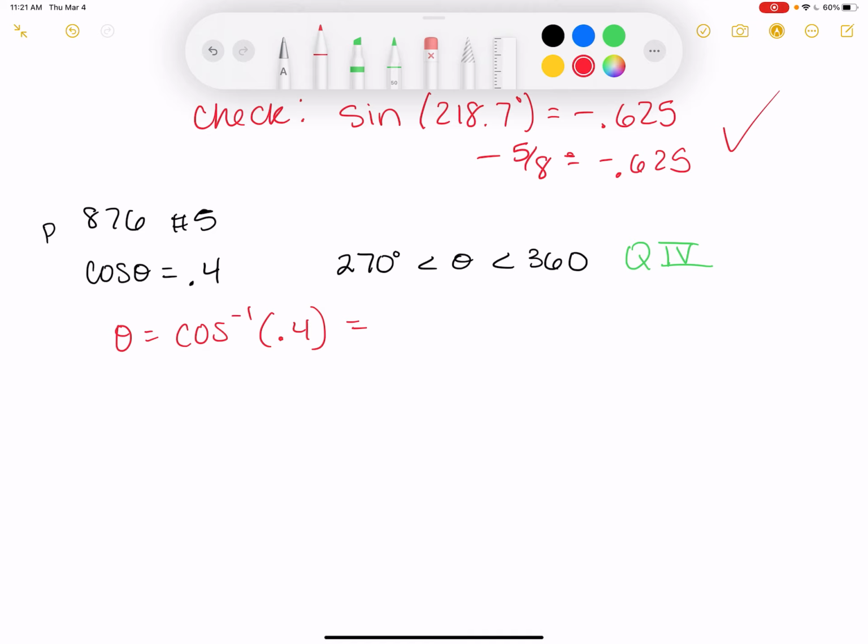Okay, and now because it doesn't fit, we have to add a thing to it, right?